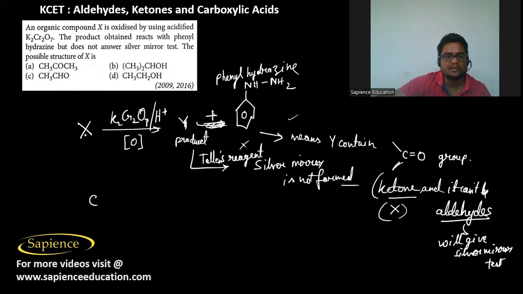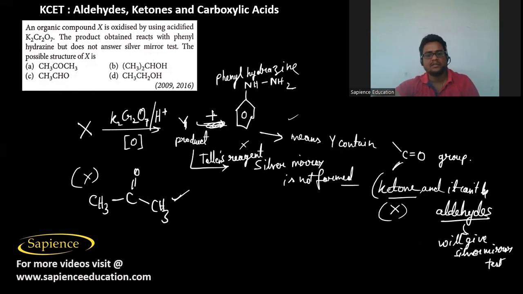So it means that only in the option A it is a ketone, and in option C it is aldehyde. So CH3COCH3 only is the required compound, since it is the only ketone out of all these four options. So option A is the correct answer.